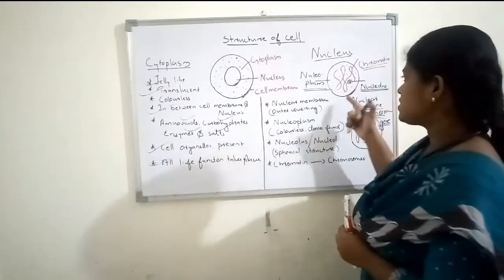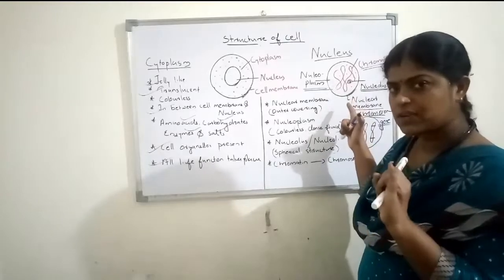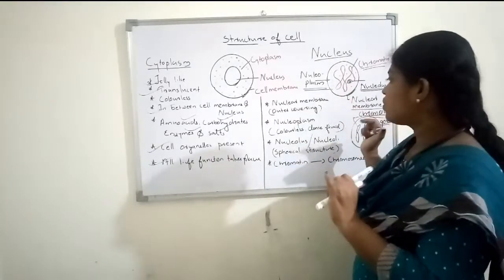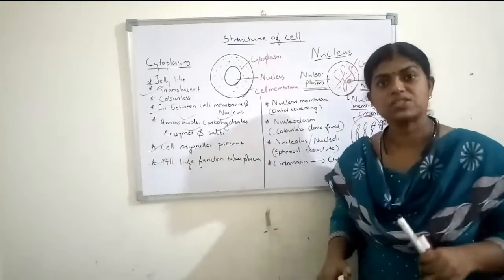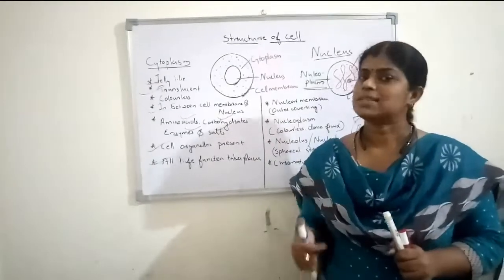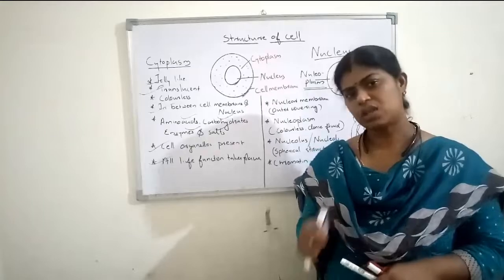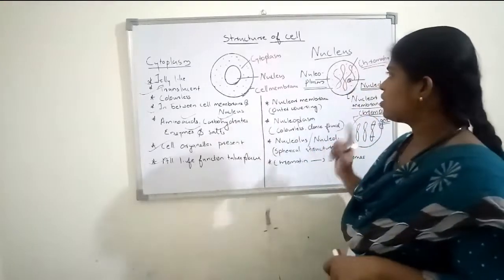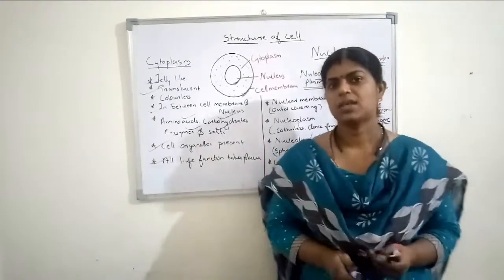So, what is the function of the nucleus? It controls the activities. It is responsible for the characteristic features of a human being or any organism, and it helps the cell to undergo division. So, that is all about cytoplasm and nucleus.